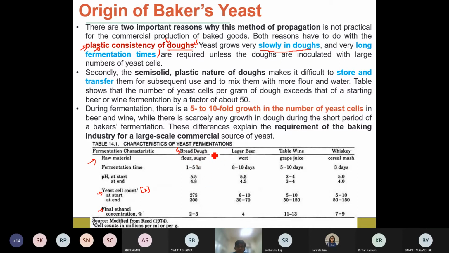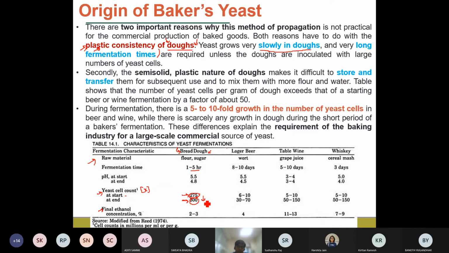If you see, for example, in the case of bread dough, generally the fermentation time is from 1 to 5 hours. But if you look at the biomass concentration, which is nothing but the yeast, at the start we begin with 275, and here it is the cell count. Cell count means millions of cells per ml or per gram of that particular yeast culture that is being added. It is found that at the start it has a cell count of 275, but at the end it has a cell count of only 300.